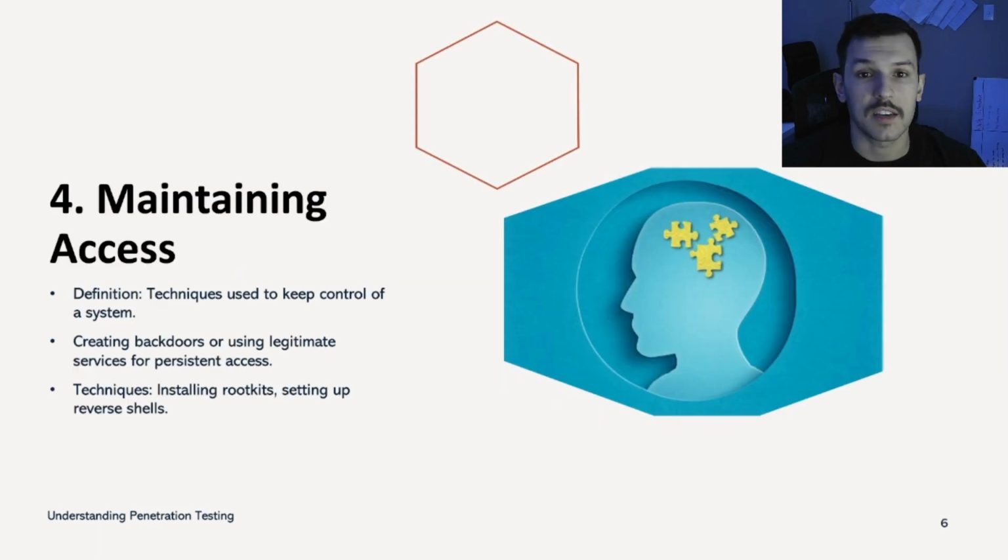So maintaining access. Maintaining access refers to techniques used to retain control of the system once you've gotten in it. So once access has been gained, how are you going to maintain control of the system? So the testers will seek to maintain access for further exploration and demonstrate the impact of the breach. This alone can be a finding if you've gotten into the network without being detected and for however long you've been in there.